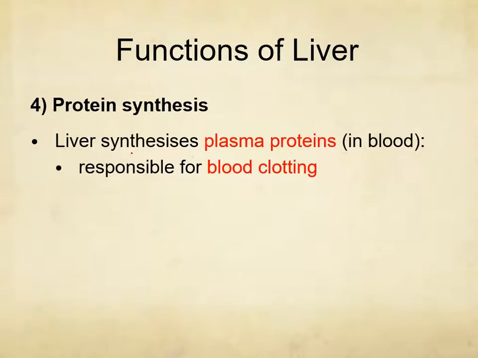Okay. The next function is to make proteins, and some of these proteins that your liver makes are plasma proteins. Now, why do we say plasma proteins? Because these are found in the plasma. They are involved in blood clotting, okay, which is a very important process, which we will learn in the next few chapters. It basically helps to prevent excessive blood loss. Okay. At any point of time, if you want to take down notes, you can always pause the video.